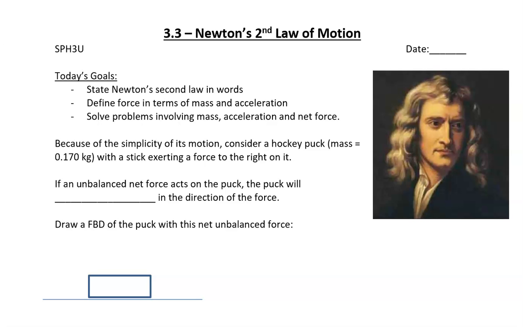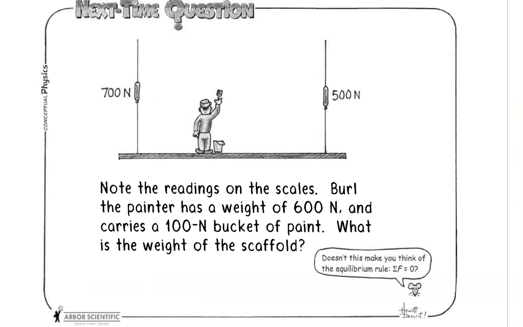Let's begin today by looking at this next time question. It says, note the readings on the scales. Burl the painter has a weight of 600 newtons. Remember, weight is in newtons, mass is in kilograms. And he carries a 100 Newton bucket of paint. What is the weight of the scaffold? Now you see there that we have 700 newtons on this spring scale and 500 newtons on that spring scale.